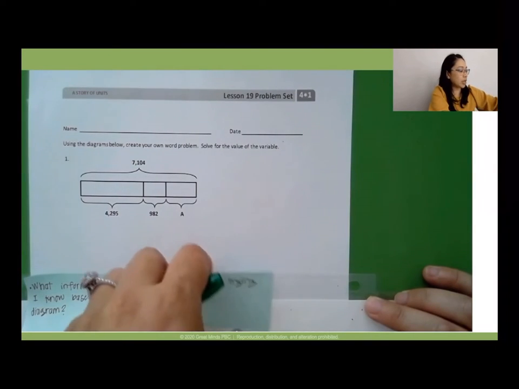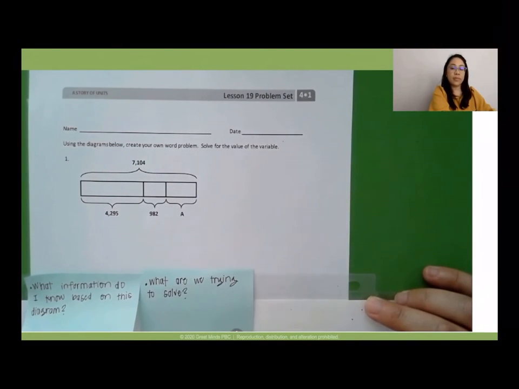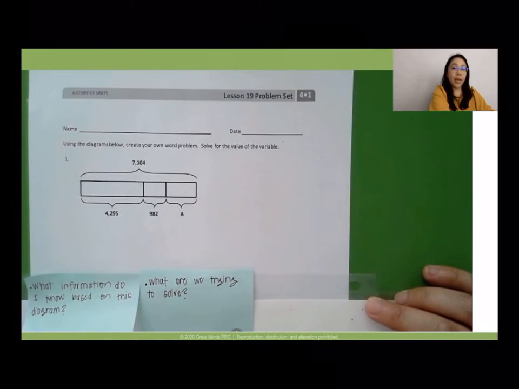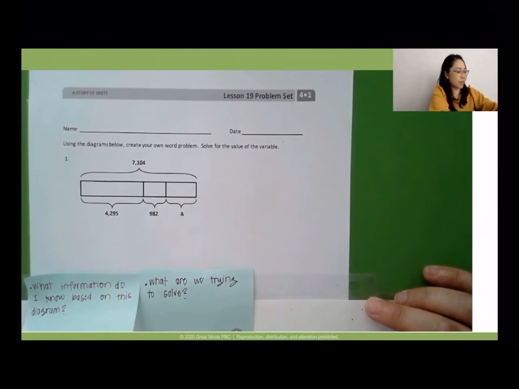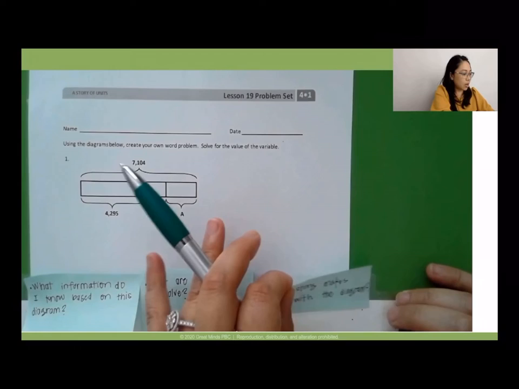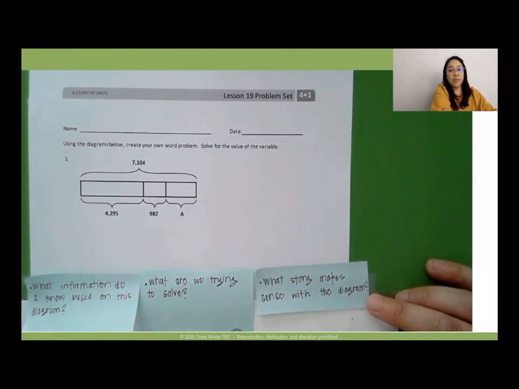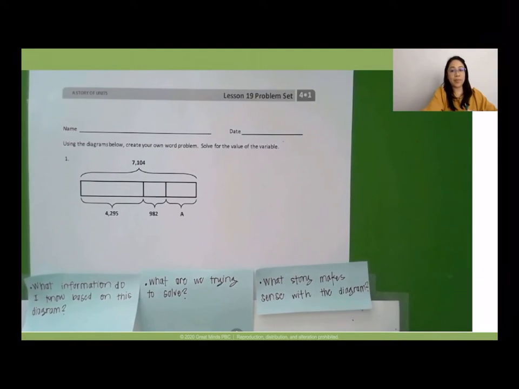What are we trying to solve? We are trying to solve for the third part, which is labeled with the variable A. Now, in thinking about this tape diagram and coming up with a word problem to go alongside it, we can ask this question. What story makes sense with the diagram?